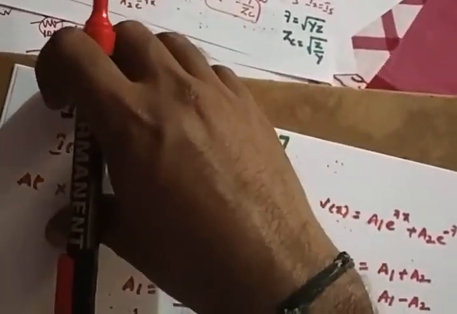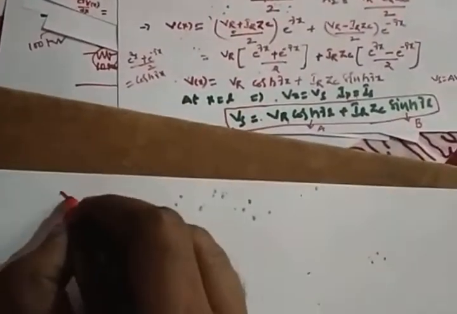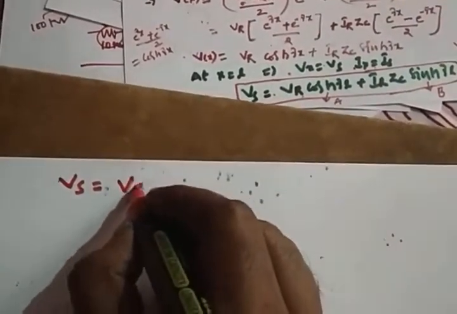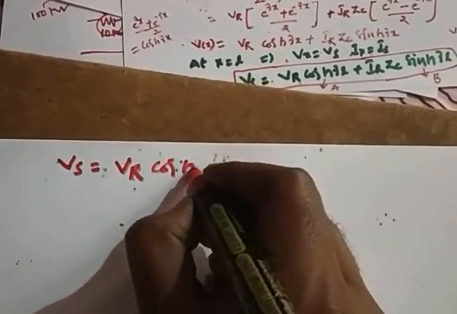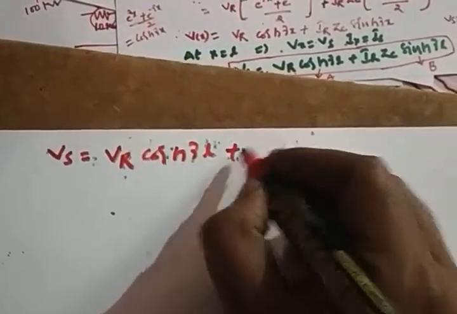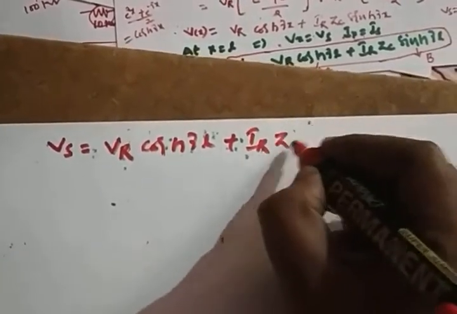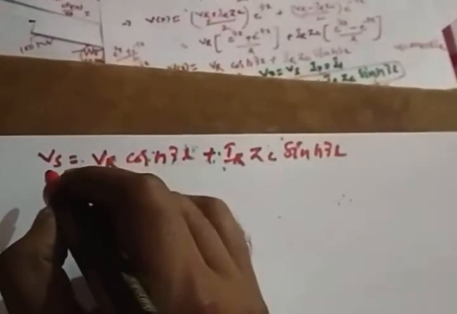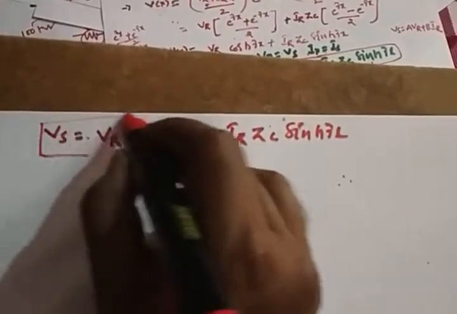I'll write it out here. Then substitute Ix, then you'll get the value of C and D. So what is the formula? Vs is equal to VR cosh gamma L plus IR ZC sinh gamma L. So you got the value of A and B. So one type of equation you got.